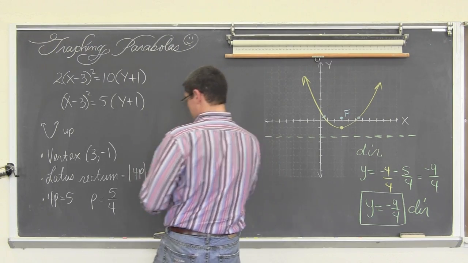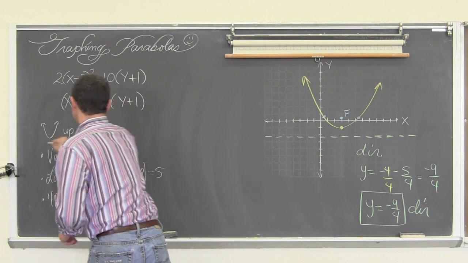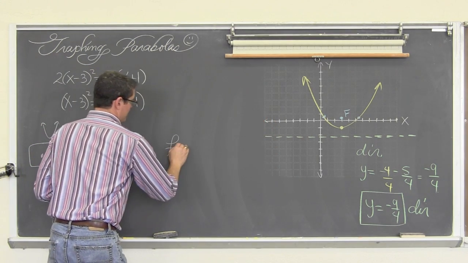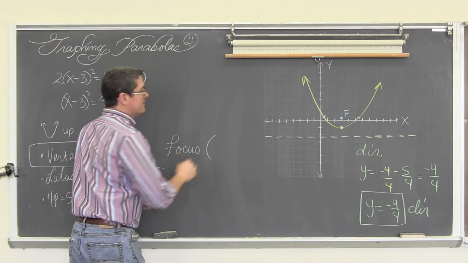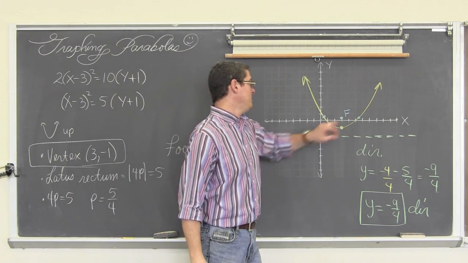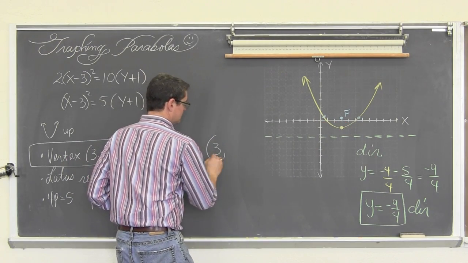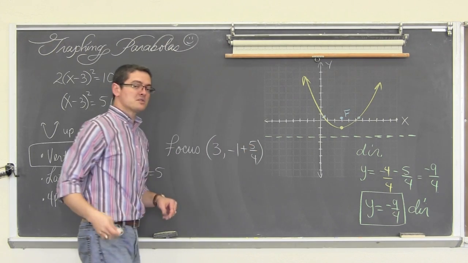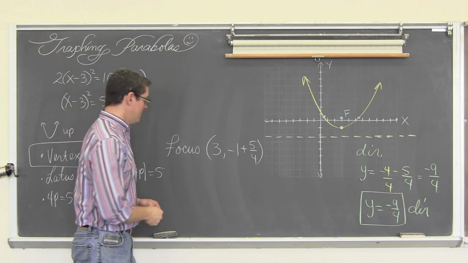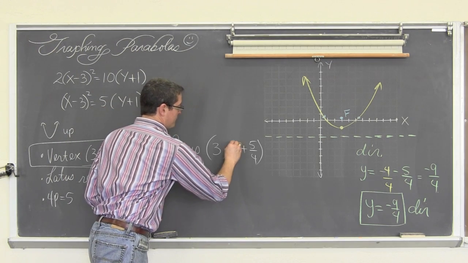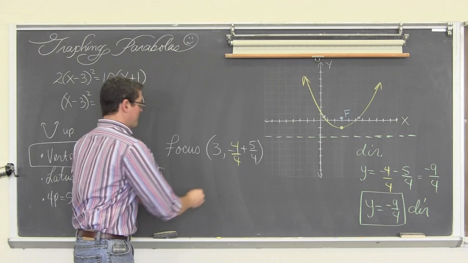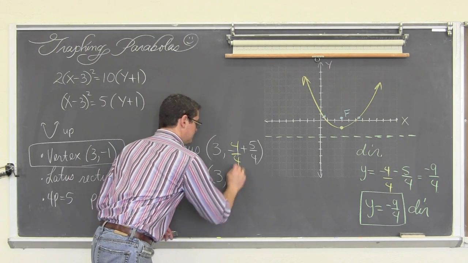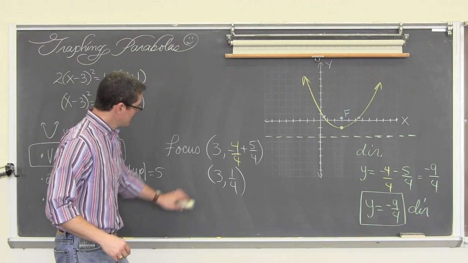Let's see, what else do we want to talk about? We've got the vertex. We've got the directrix. This should be in a nice, neat list. We have a focus that is at 3 and -1 plus 5/4. So again, you want common denominators here. So that's going to be -4/4. So our focus is going to be 3, and -4 plus 5 is 1/4. Little fraction work never hurt anybody.